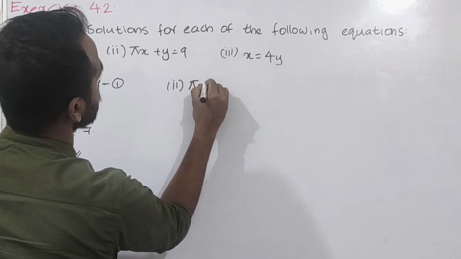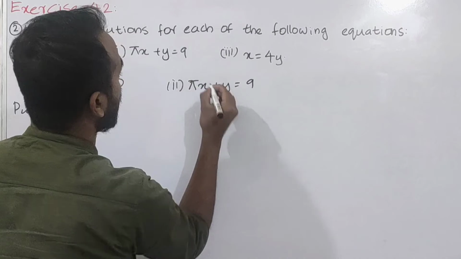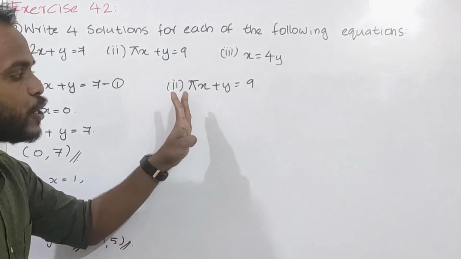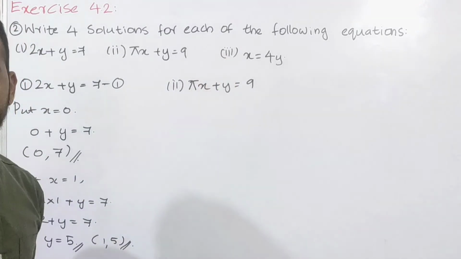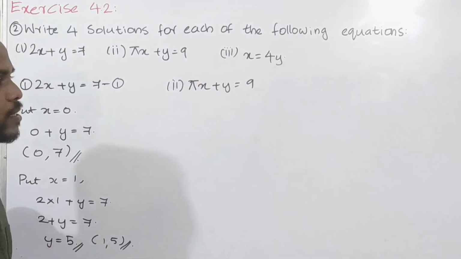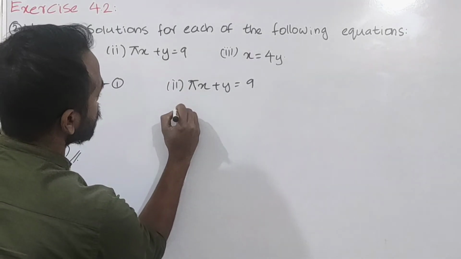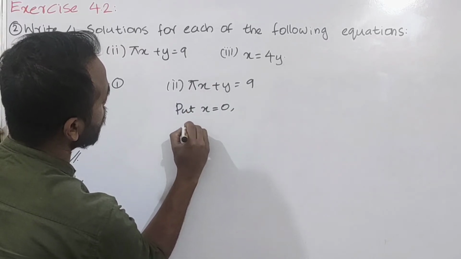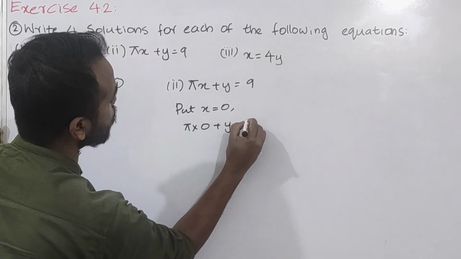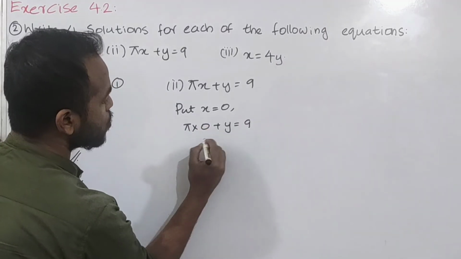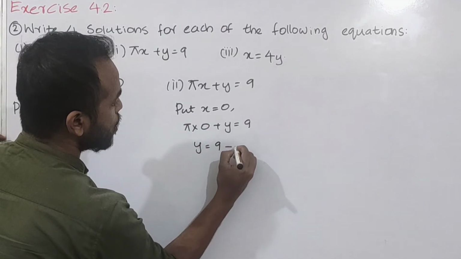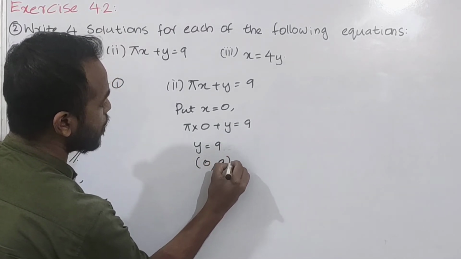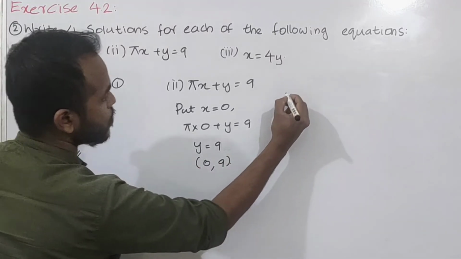Pi x plus y is equal to 9. We don't have to be bothered about the constant part. Just concentrate on the variables x and y and substitute the values for x and get the corresponding y value and write down as a coordinate. That is the only way to do that one. So we'll write, put x is equal to 0. So what happens? This will become pi into 0 plus y is equal to 9. Pi into 0 is 0. So we will get y is equal to 9. So this is the solution. How will the solution look like? 0 comma 9.